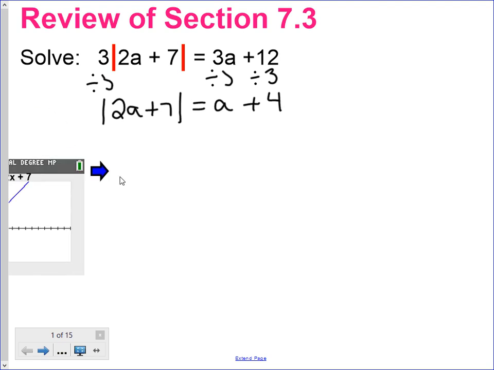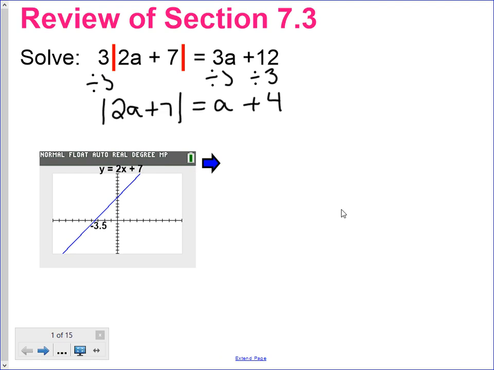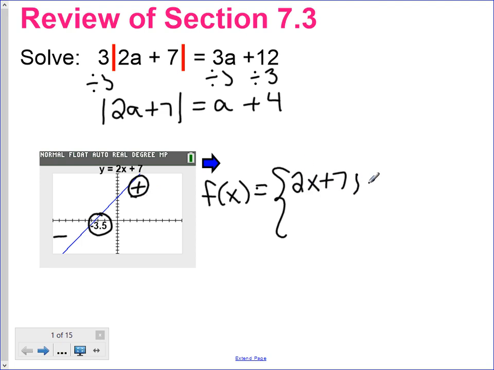So what I'm going to do is graph on my calculator 2a plus 7. So I do that and I get this graph, and I'm really focused in on the x-intercept here because that splits it into two pieces, the positive piece and the negative piece, and I will use that to write the piecewise function. So I can say that f of x, my function, is going to be positive. So it's positive here, so when I take the absolute value, it will remain positive. So the function stays as 2x plus 7, and that will happen when x is greater than or equal to negative 3.5.